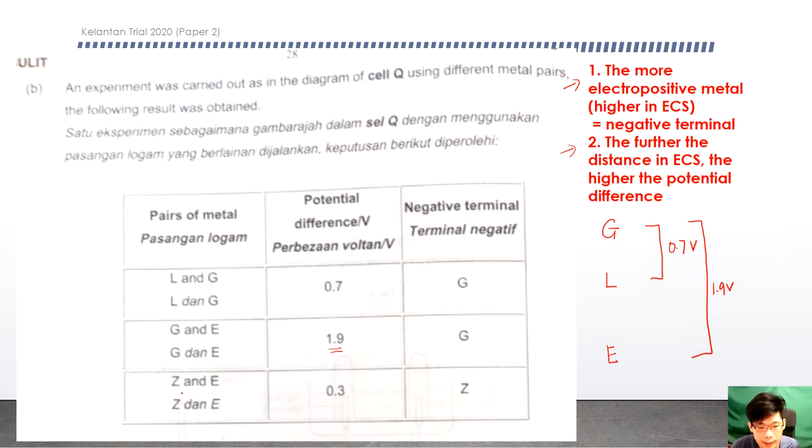Then last one, Z and E. Z is negative, so Z is higher in the ECS, and the voltage is 0.3. So Z is somewhere here. It won't go over L because the voltage is 0.3 only. So actually from here you can also determine the voltage. We see later on if the question asks for it or not. If not, no need. If yes, we can come back here. If we arrange the position in the ECS in descending order, descending will be high to low. If ascending, it will be low to high.